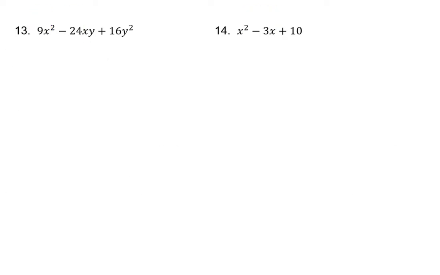Okay, problem 13, you can see that I have x's and y's in this expression, but we're still going to do this basically the same way. We're going to multiply this number up front, 9, times this number at the end, 16. 9 times 16 will give me 144, and if you need to use your calculator to help you with this, that's fine. I want numbers that multiply to give me 144 and add to give me negative 24.